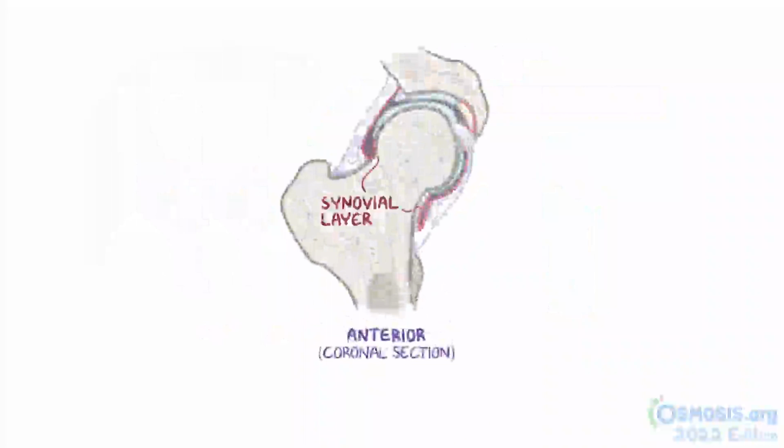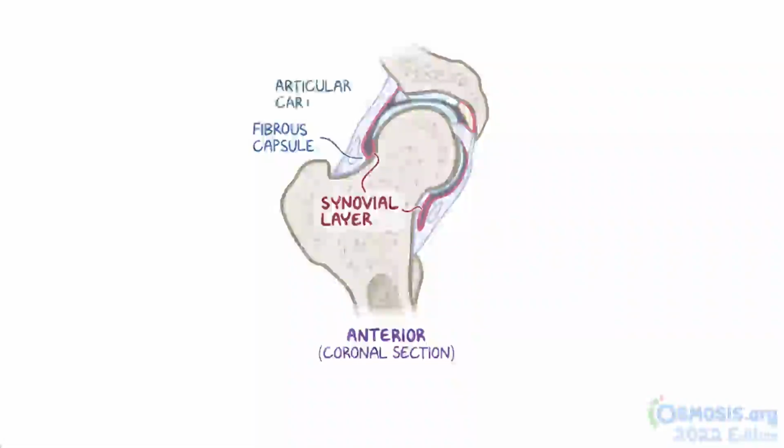The synovial layer, the other component of the joint capsule, lines the internal surfaces of the fibrous layer, as well as any intracapsular bony surface not lined with articular cartilage. More specifically, it covers the neck of the femur between the attachment of the fibrous capsule and the edge of the articular cartilage of the head, as well as the non-articular area of the acetabulum.